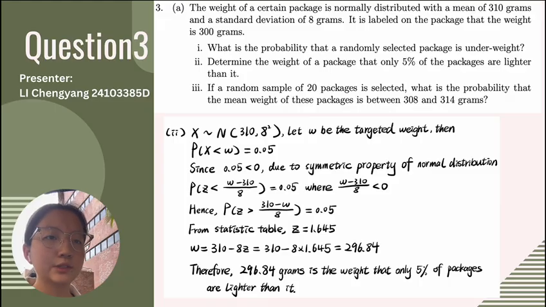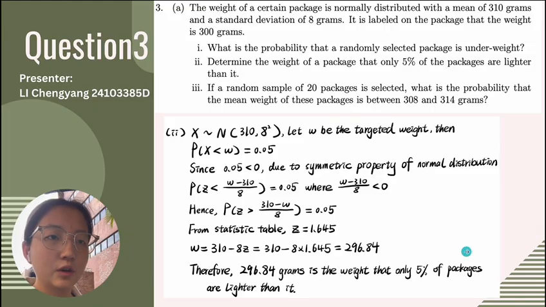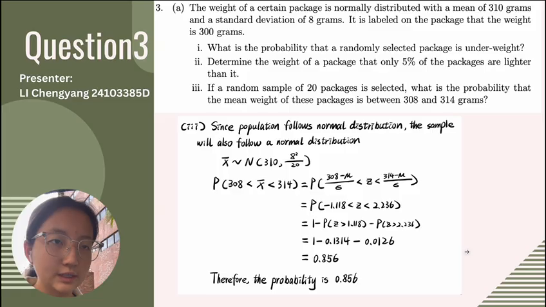The second part asks to find the weight below which only 5% of packages fall. For the standard normal distribution, the z-value for the fifth percentile is about minus 1.645. So we convert back to the original scale: mean plus z times standard deviation. So the answer is 296.84 grams.